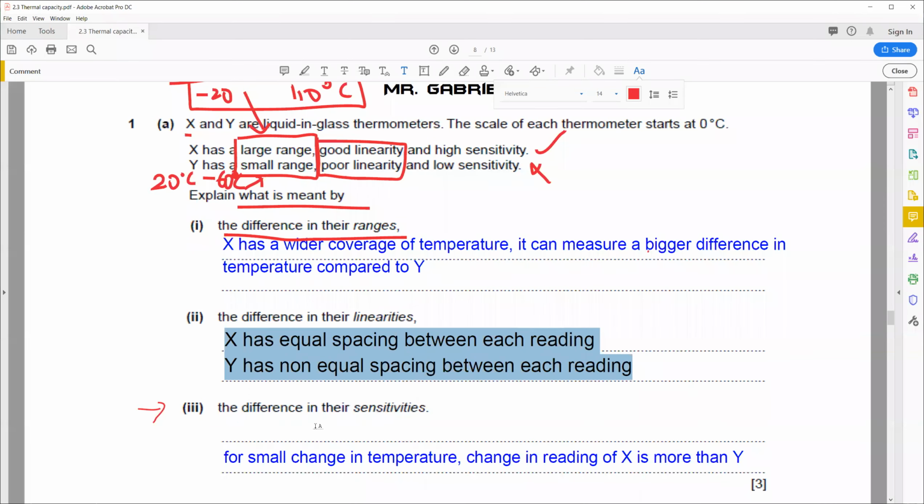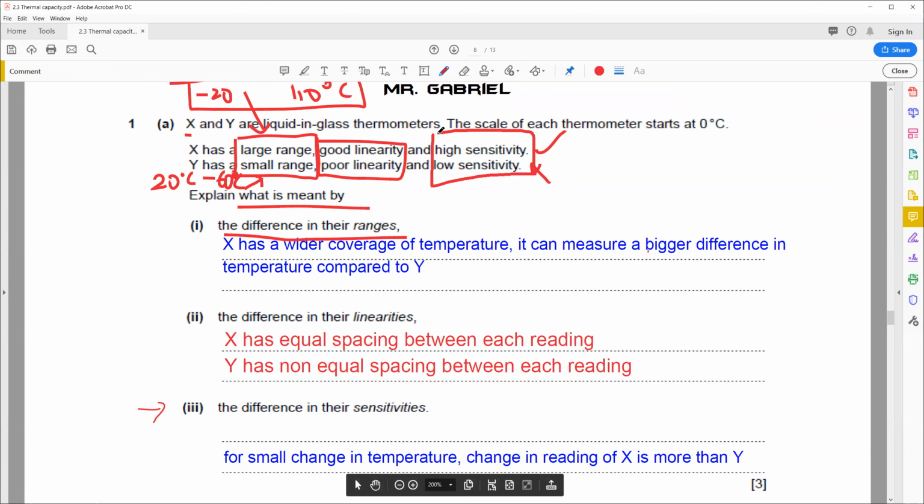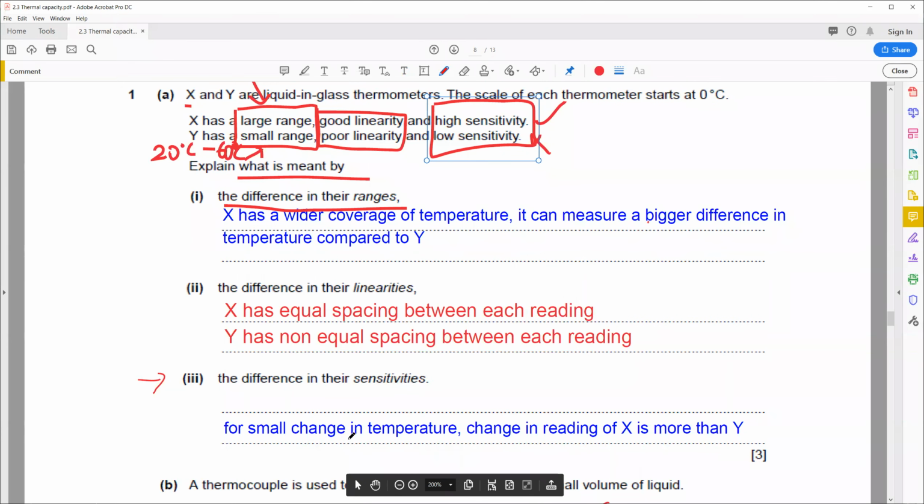All right. Then finally, they talk about the difference in their sensitivity. Like I mentioned, sensitivity is basically the ability to measure a small change in temperature, or for a small change in temperature, it could mean a large change in the reading, right? So from here, you're going to say that for a small change in temperature, the change in reading for X is more than Y. Because for those who have forgotten, imagine this starts from 0. Then for X, if they say high sensitivity, it will be like 0.1, 0.2, 0.3, 0.4, 0.5, 0.6, and so on, all the way until here.